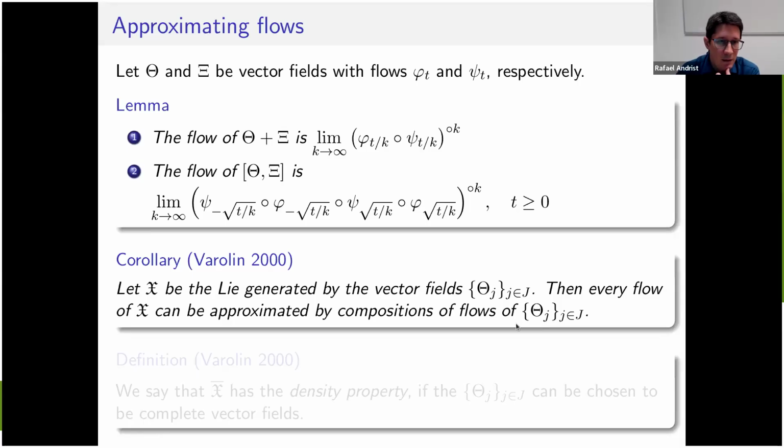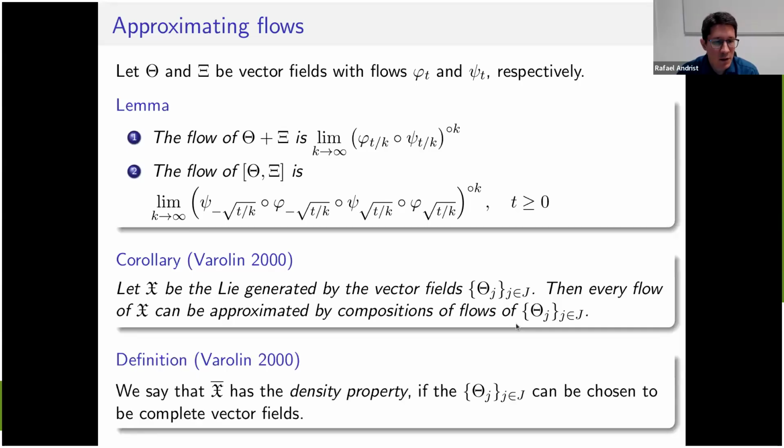And then he came up with the following definition, namely, we take the closure of this Lie algebra. We are in the context of complex analysis, so it's again closure with respect to the topology of locally uniform convergence. And we say it has the density property if we can choose these generating vector fields to be complete vector fields. And why is this definition so important?